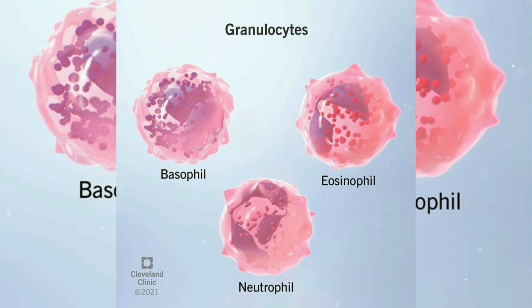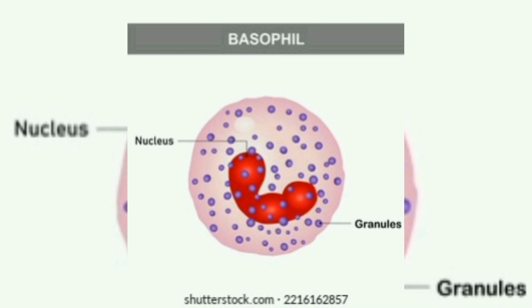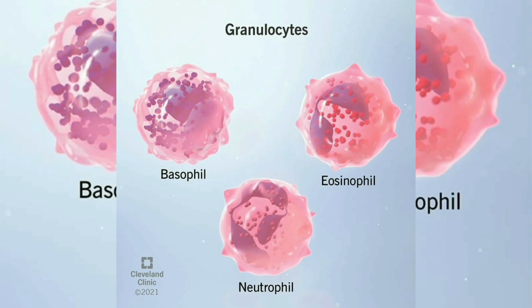Granulocytes. These contain structures called granules in their cytoplasm, and they have a multi-lobed nucleus, meaning that their nucleus has multiple lobes. Examples of granulocytes are included in a small abbreviation called BEN. BEN is just a simple formula for examples of granulocytes.